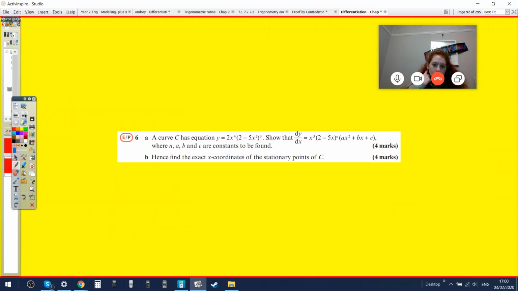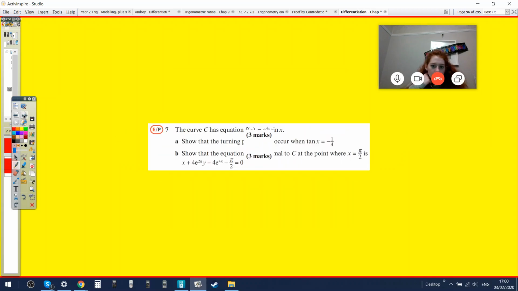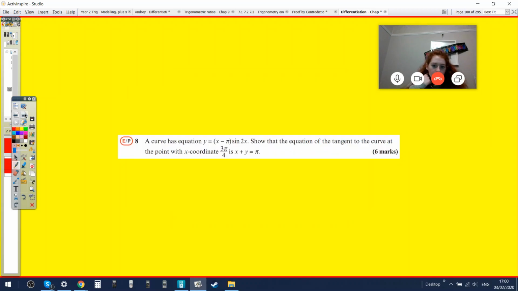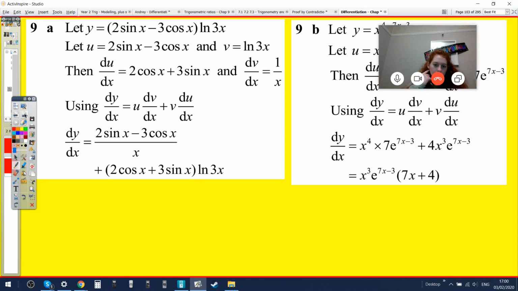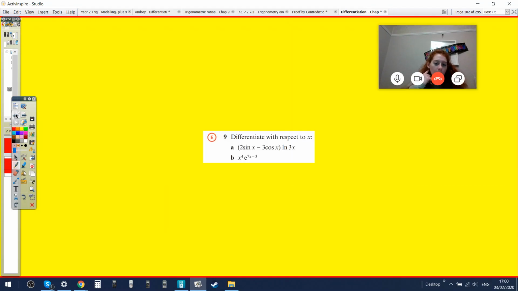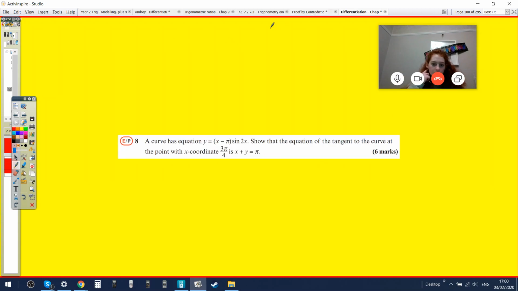We didn't get to quotient rule, but I think you have an idea for quotient rule. It's when you have one function divided by another function. And you have all your proof stuff.